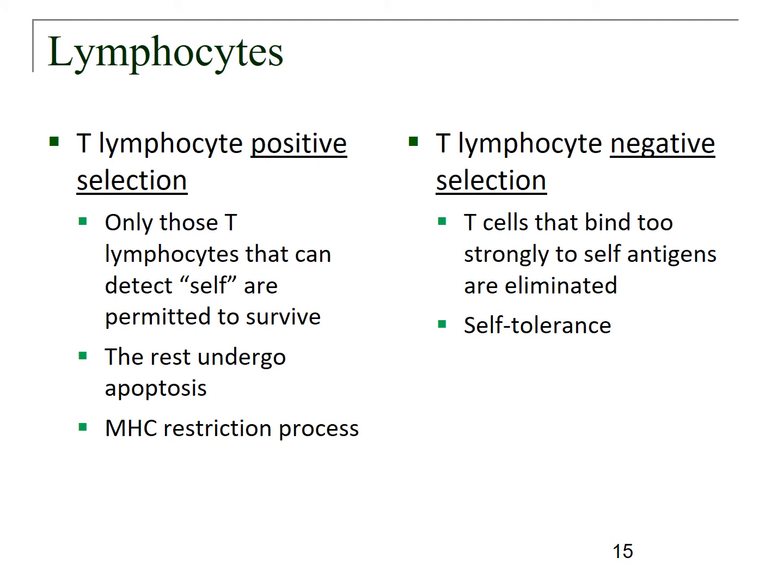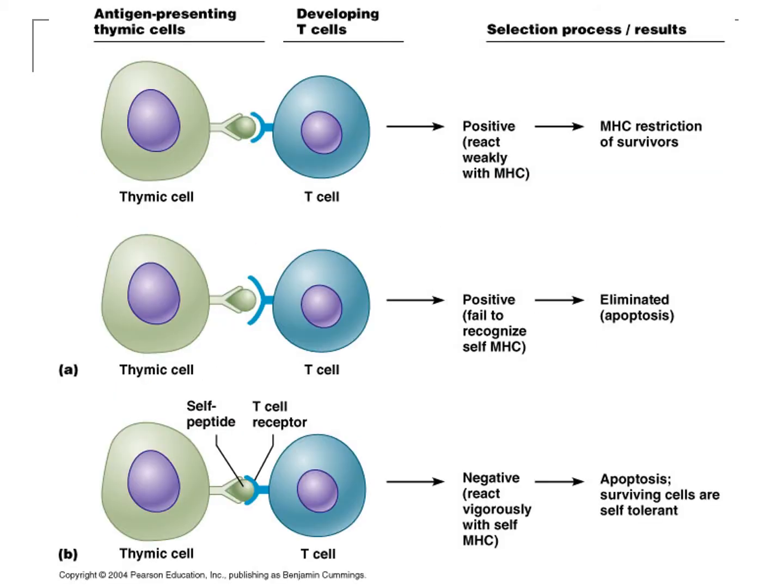So again, positive selection means those lymphocytes that can recognize are permitted to survive. The rest of them undergo apoptosis. This is called the MHC restriction process. With negative selection, if you bind too strongly to self-antigens and have too strong a reaction to them, you get eliminated. And again, this is self-tolerance. So taking another look at it, looking at the top diagram here, if you're positive and react weakly with the MHC, then these survivors are kept.